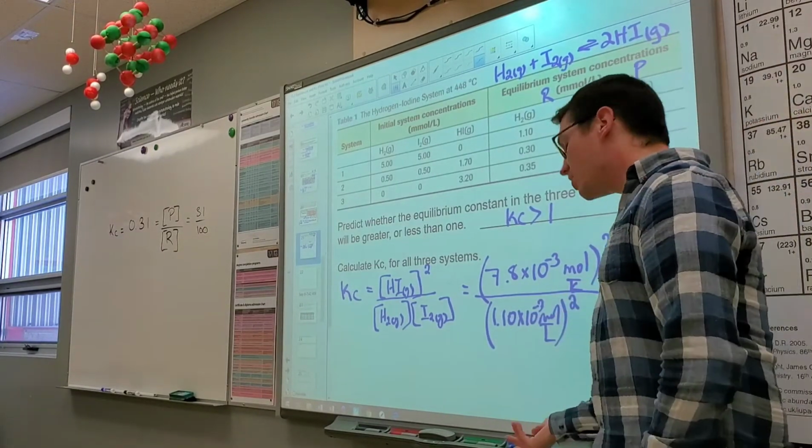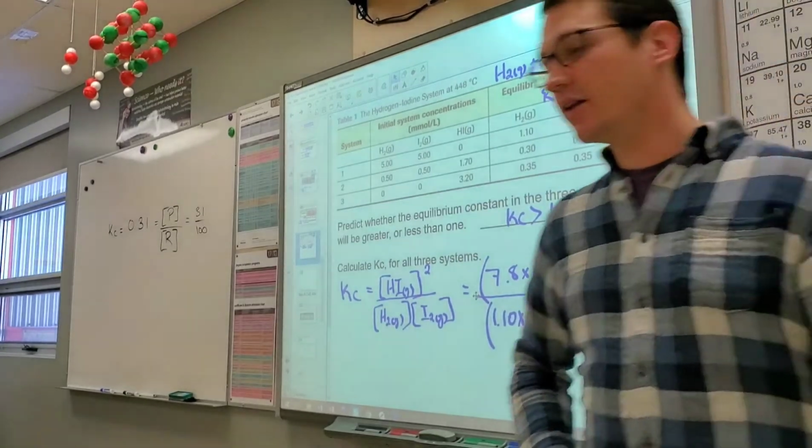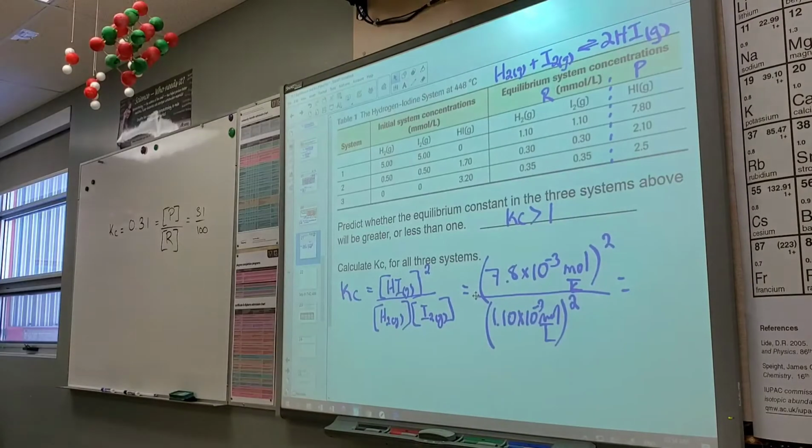So I want you to try this out in your calculator: 7.8 times 10 to the negative 3 squared divided by 1.1 times 10 to the negative 2 squared.